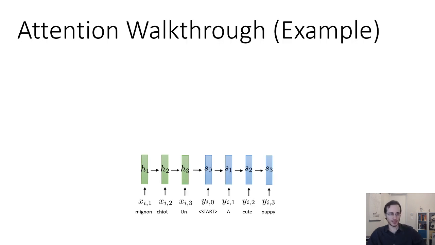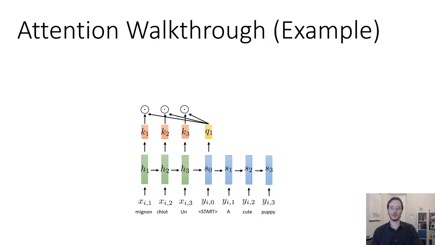Okay, so let's walk through how attention would actually work in a concrete example. We have our short sentence about the puppy from before, and each of our time steps for the encoder produces a key. We'll start with the first time step of the decoder, and it produces a query. So we take that query and dot product it with each of the keys. That produces a single number for every input time step, and we call those E. So it'd be E1, E2, E3.